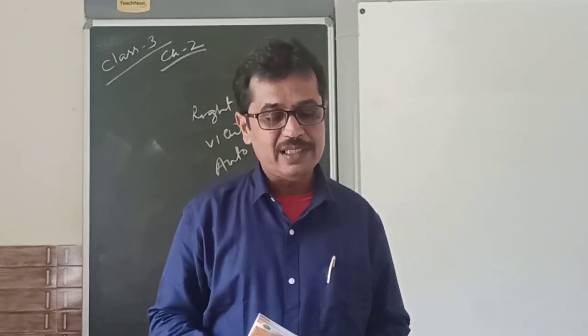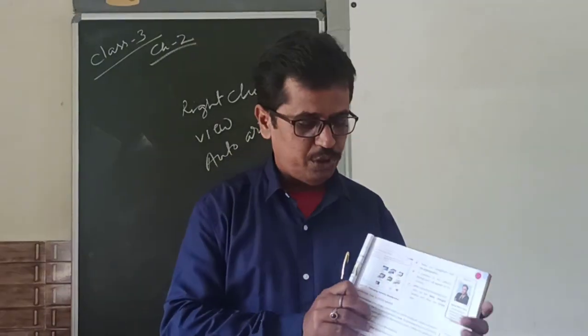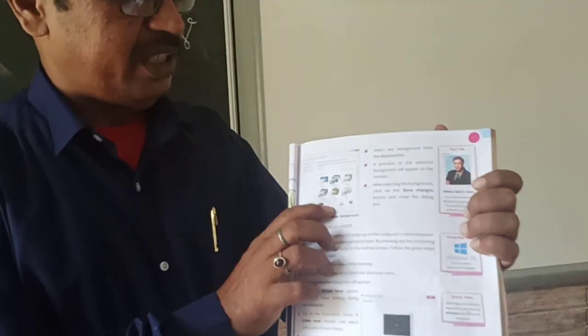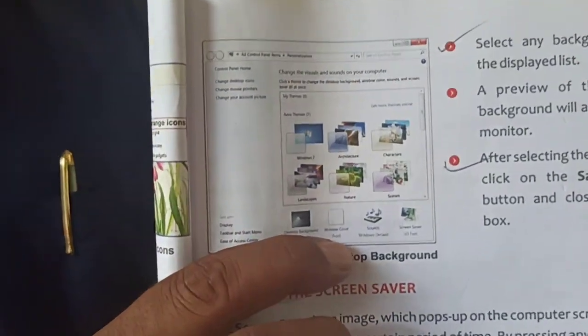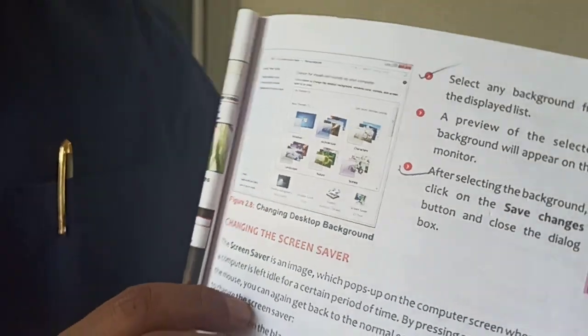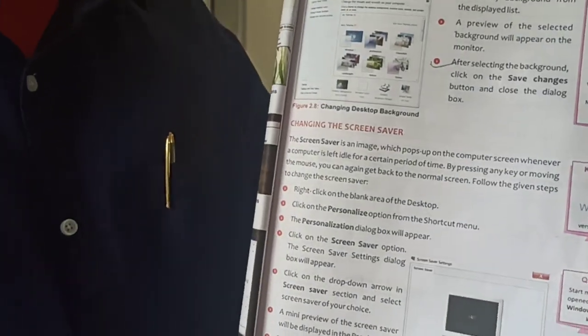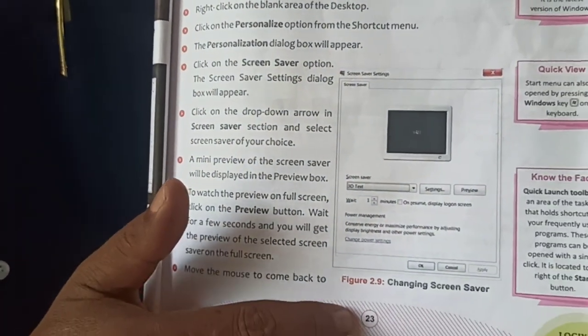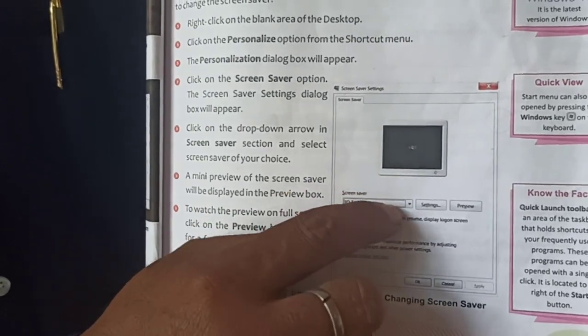From the personalize dialog box, which is shown on page number 23, you have to choose screensaver. At the bottom part of the dialog box, you will find screensaver. When you click screensaver, another box will come up, which is given on page number 23. This is the screensaver box.